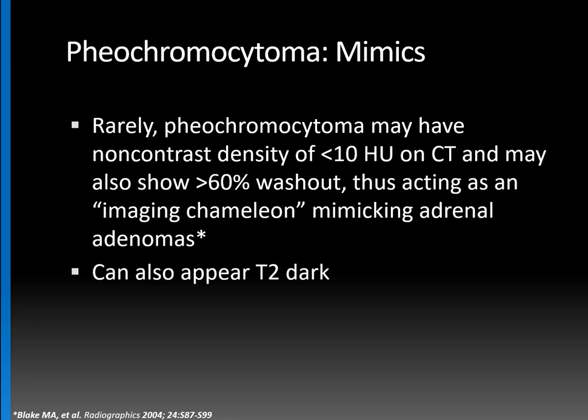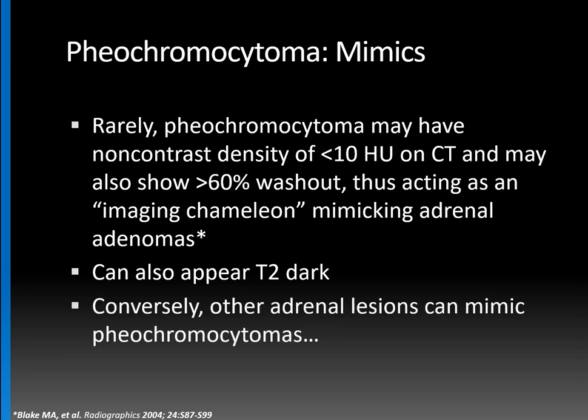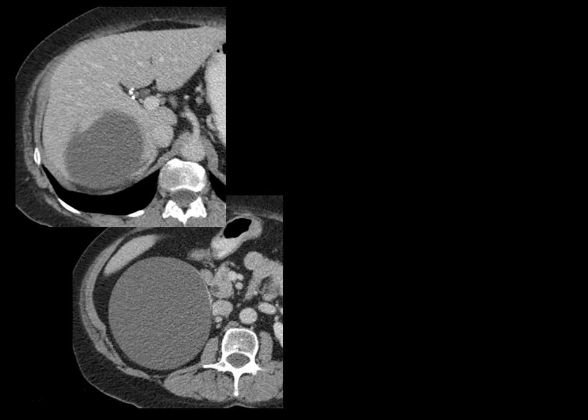Also, they can appear T2 dark. They often don't have that characteristic T2 light bulb bright appearance. Conversely, though, other adrenal lesions can sometimes mimic pheochromocytomas. Let's take a look. So this was a large right cystic mass arising from the adrenal gland. You can see the claw of adrenal tissue there on that lowermost image showing adrenal origin.